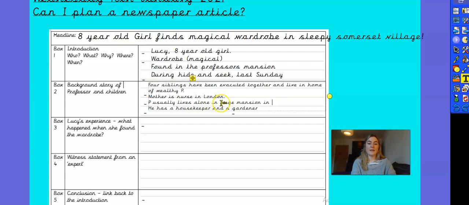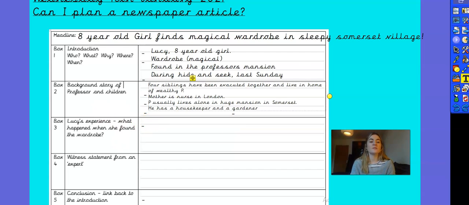Lives alone in his huge mansion in, let's think of a county that's near Bristol. Somerset. Let's go for Somerset. I've put Somerset at the top here anyway. Okay, so Professor usually lives alone in a huge mansion in Somerset. He has a housekeeper and a gardener.